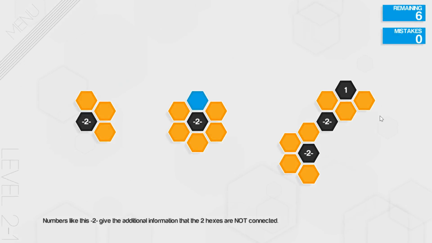So in the second group they reintroduce the concept that we've seen from Hexcells and Hexcells Plus. Numbers with a dash, then a number, then a dash gives you additional information that the two hexes are not connected. That's a little too specific the way it's written. If it says dash 2 dash, the two aren't connected. If it says dash 3 dash, then there are three, but they're not connected.